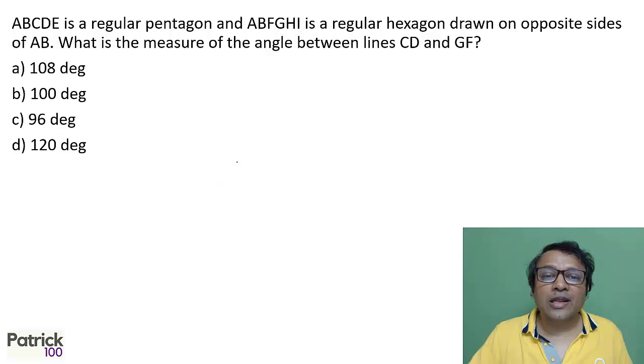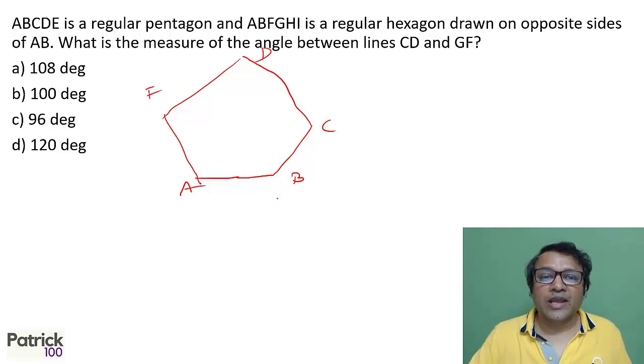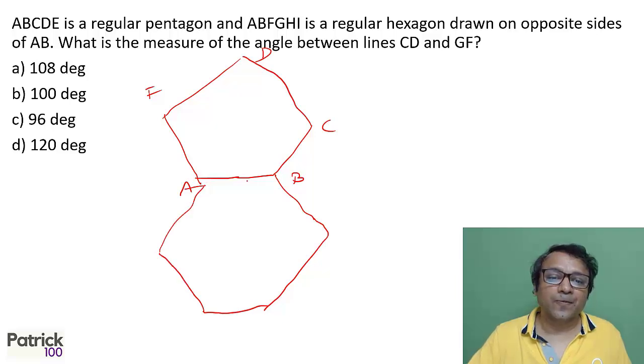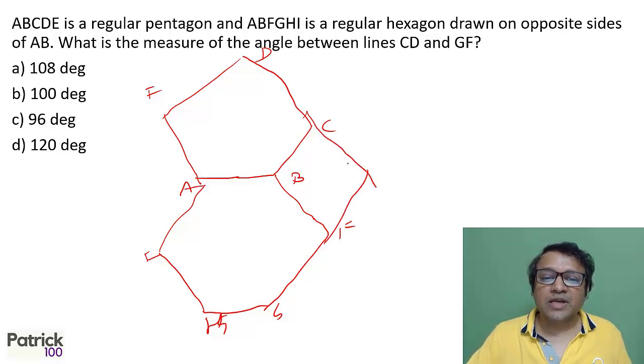ABCDE is a regular pentagon. FGHI is a regular hexagon. So ABCDE, regular pentagon, and FGHI on opposite sides of AB. So ABFGHI. We want the measure of the angle between lines CD and GF. So when you extend CD and GF, if you look at this, it becomes a quadrilateral. Let's look at this quadrilateral and check it out.